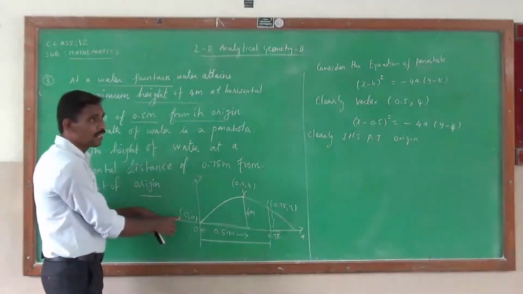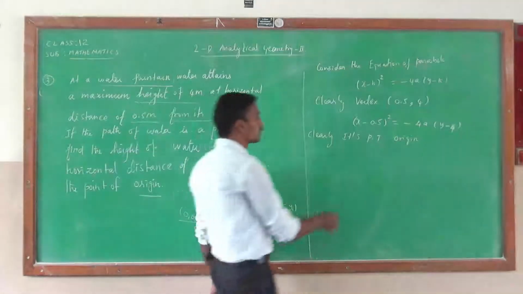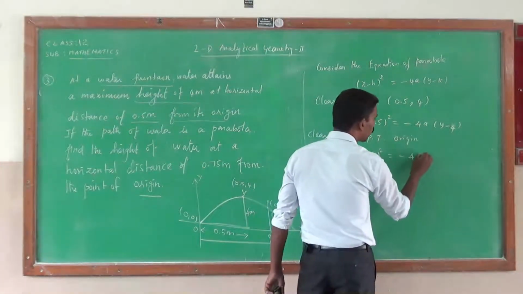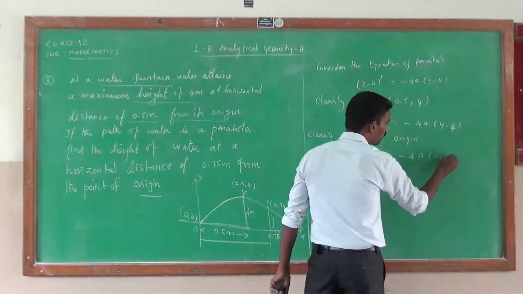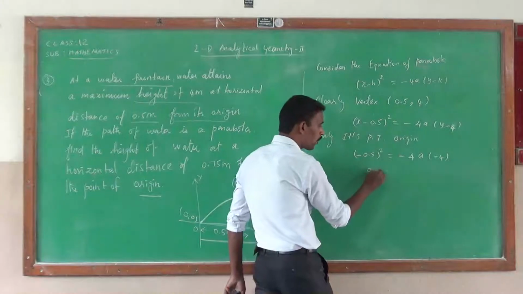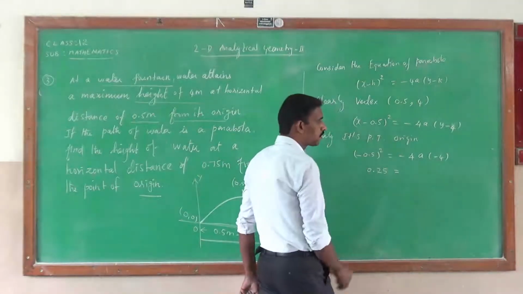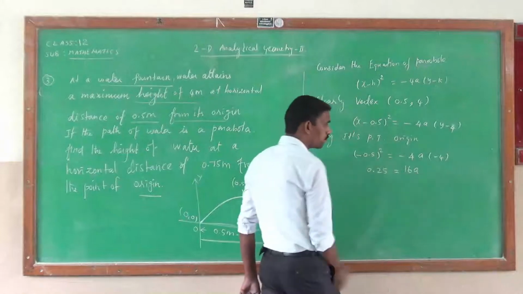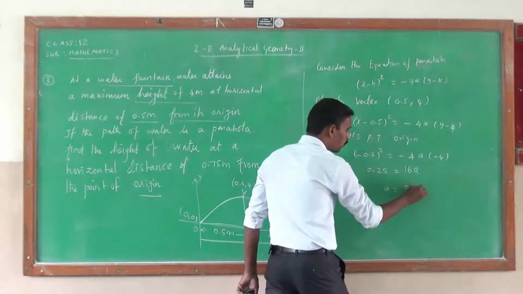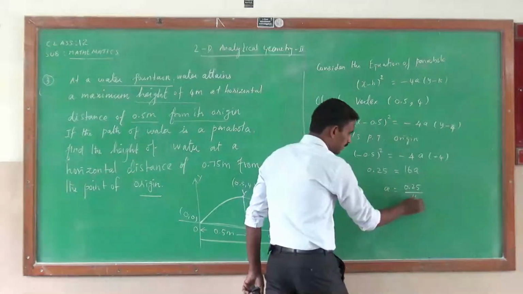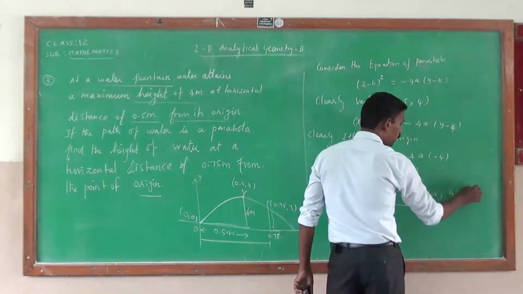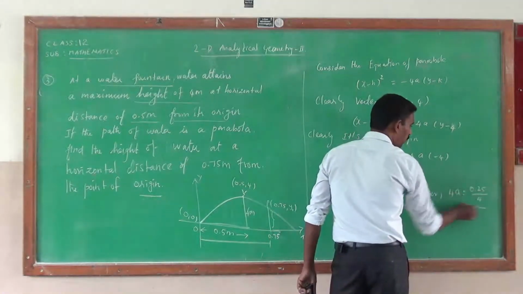It passes through the origin, so we apply x = 0 and y = 0. So it becomes (-0.5)² = -4a(-k). (-0.5)² is nothing but 0.25, which is equal to 4a times 4. So now 4a is equal to 0.25 divided by 4.